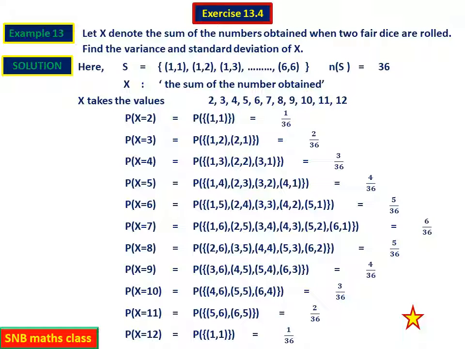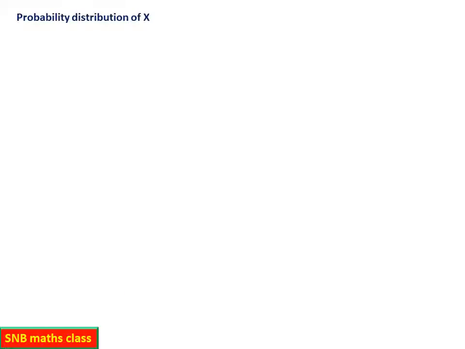So these are the random variables and the corresponding probabilities. Therefore, you can prepare the table now. So let us prepare the table. So the table is like this.